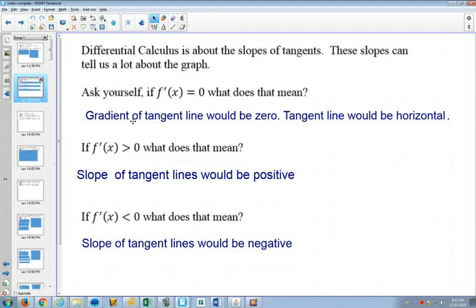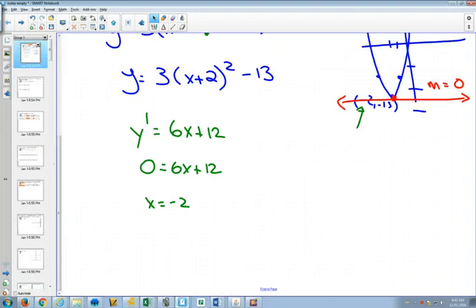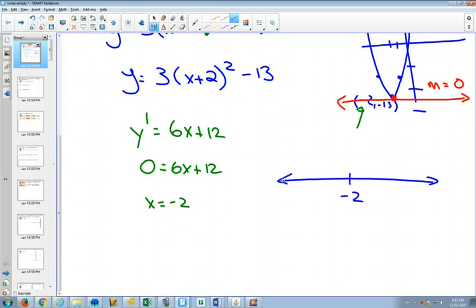Now I'm going to quickly go back to the one that we just did and have a look at it. Okay? We noticed that it was equal to 0 at -2. And one thing we're going to do with curve sketching with calculus is we say, well, if it's equal to 0 at -2, what happens to the slopes before -2? So let's pick a number less than -2, maybe -4. And let's plug that into our derivative and see what happens.